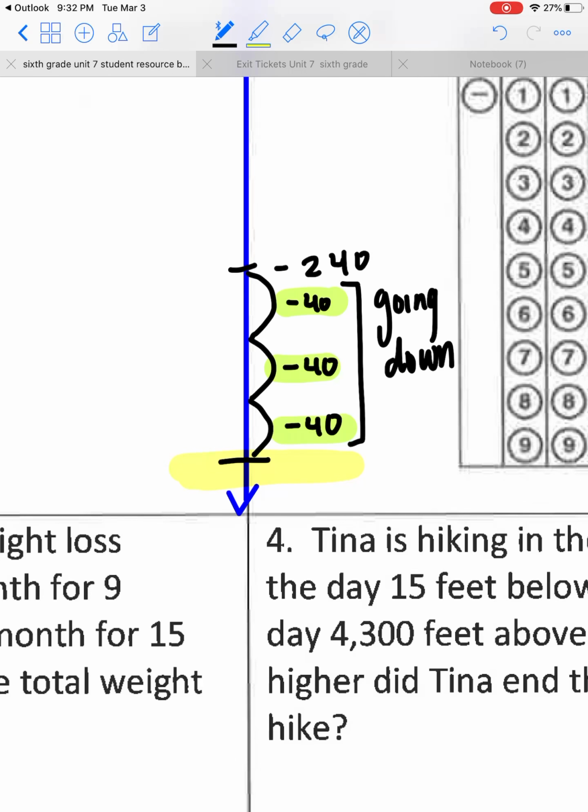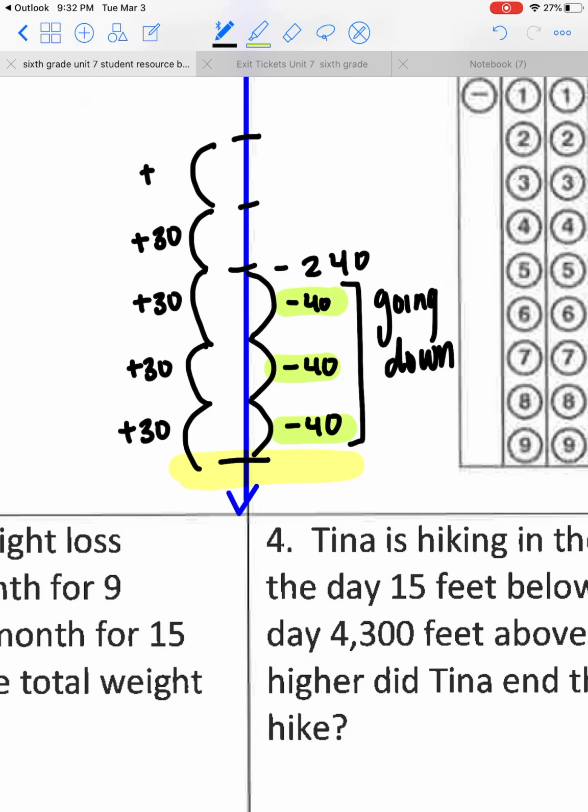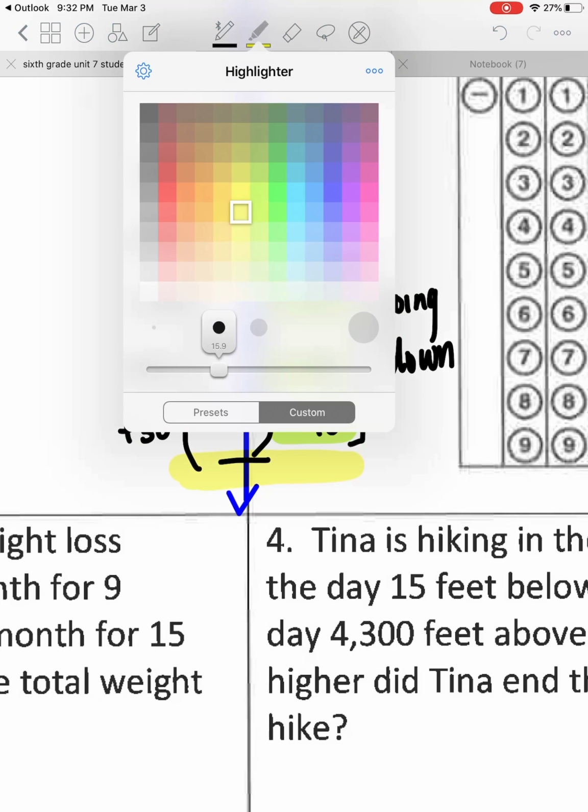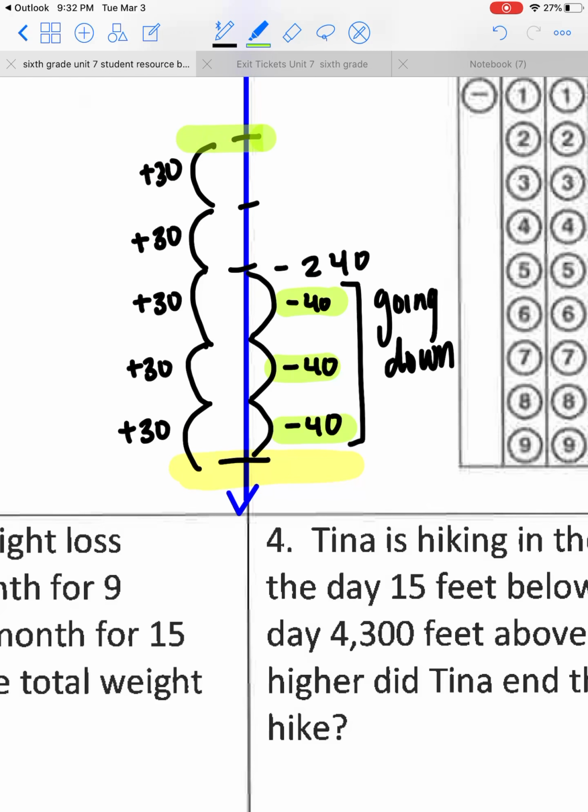Well, think about it again. We can go back. That's 1 hour, 2 hours, 3 hours, 4 hours, and 5 hours. He went up 30 meters. Up 30, up 30, up 30, up 30. And now he is currently here.